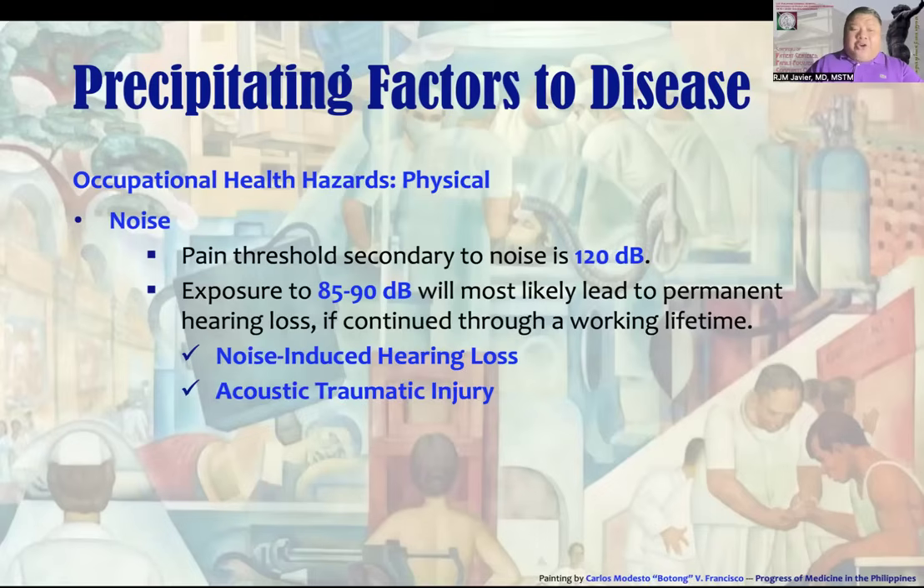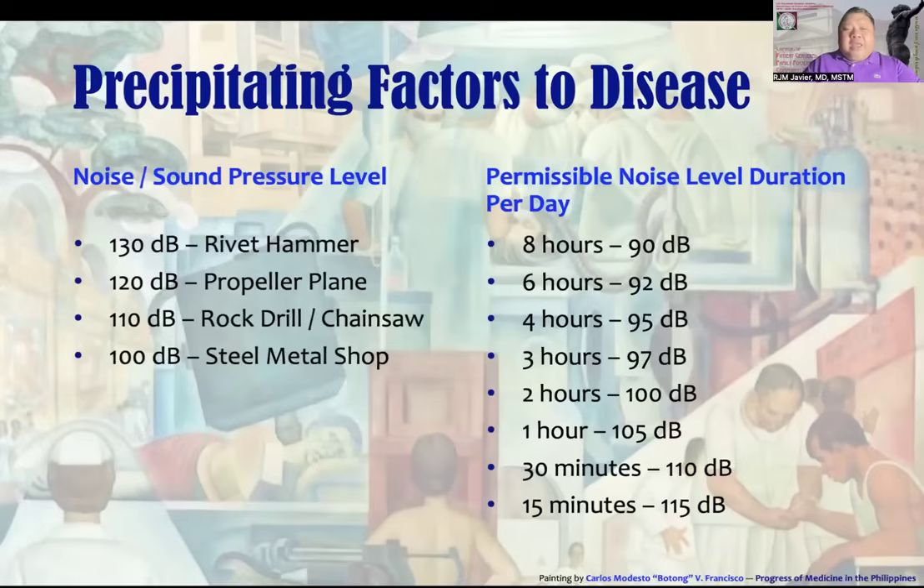which is sensory neural, or you can have your noise induced hearing loss, which can also be considered neurosensory in origin. So, for example, if you are working in an environment where you use a rivet hammer, or you are employed by PAL or Cebu Pacific, and you work with the airplane propellers, if you use your rock drill, or you are working in a steel metal shop, the amount of noise that you are exposed to are the following. Based on OSH standards, if you are exposed to certain loud noise, there is a maximum duration for you to be exposed to these types of noise. Anything beyond that threshold is considered harmful or injurious to your health.